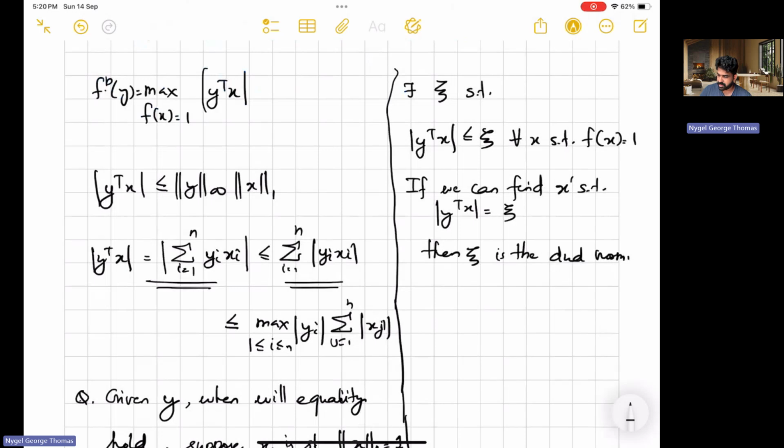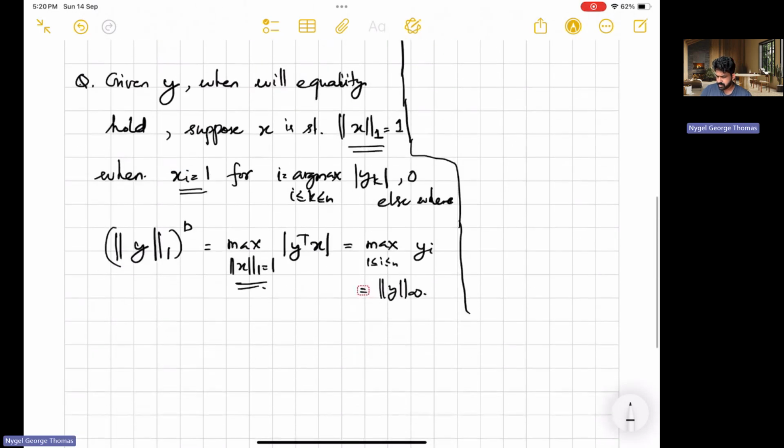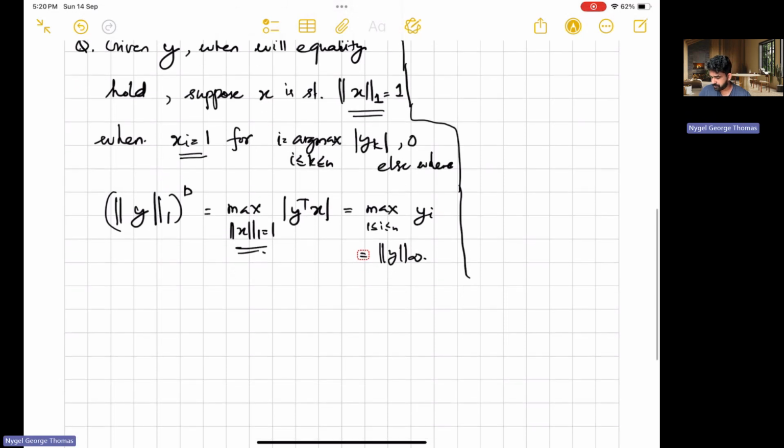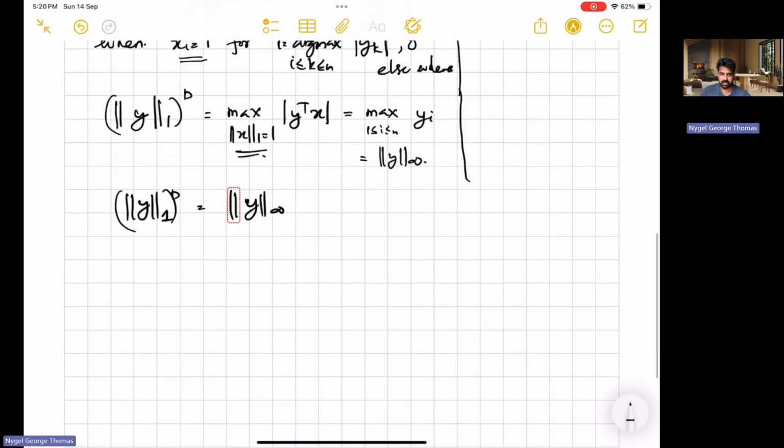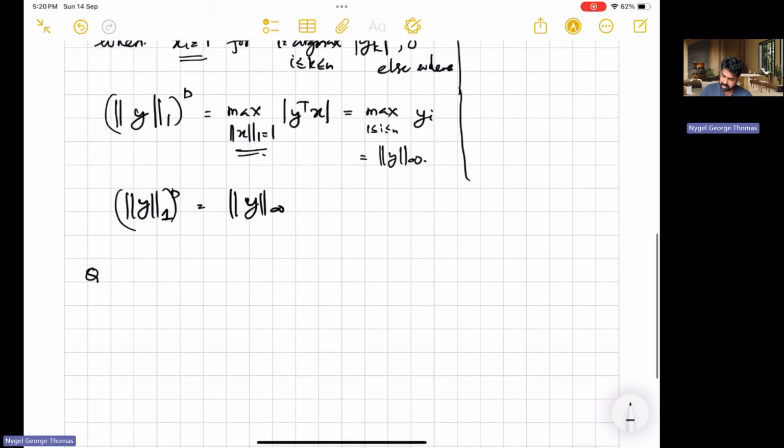This is actually the dual norm of the L1 norm. So this shows that the dual of the L1 norm is the infinity norm. Okay. Now let's look at another question given.